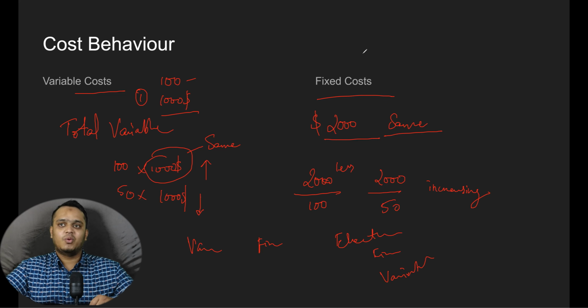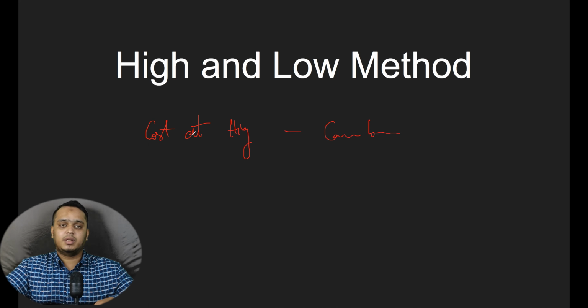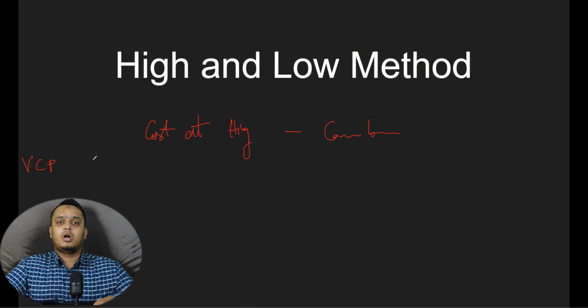For that challenge, we have our high and low method. Let's go forward towards it. Now, high and low method, what happens in here? The high and low method says that the cost at the highest level of activity minus the cost at the lowest level of activity, to find out what? Variable cost per unit. It's a formula: the cost at highest activity level minus the cost at lowest activity level, divided by highest activity level minus lowest activity level.